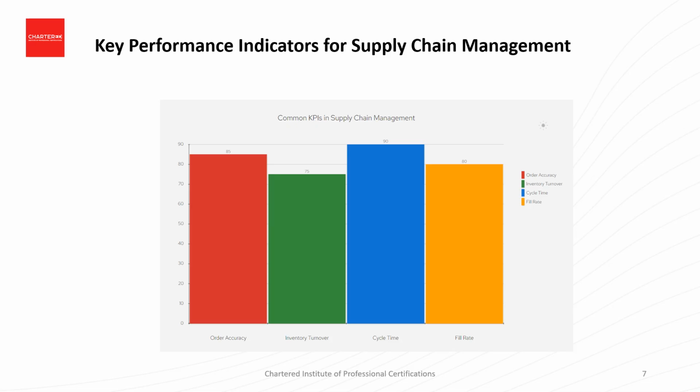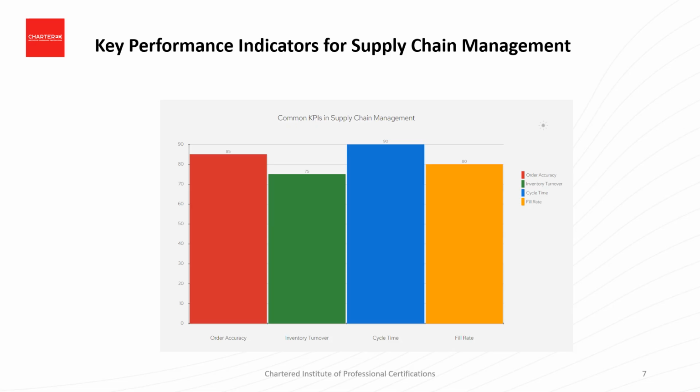Now, inventory turnover. This key performance indicator measures how many times a company's inventory is sold and replaced over a certain period. A higher inventory turnover rate can indicate effective inventory management, efficient use of warehouse space, and a strong sales performance. Conversely, a low turnover rate may suggest overstocking, slow-moving products, or issues with your sales strategies.